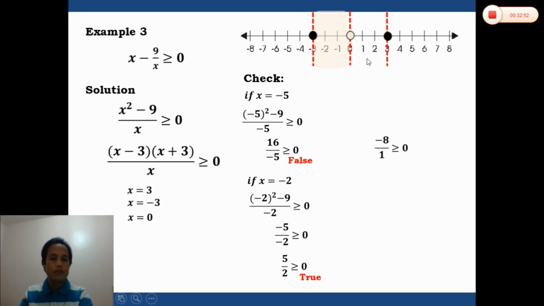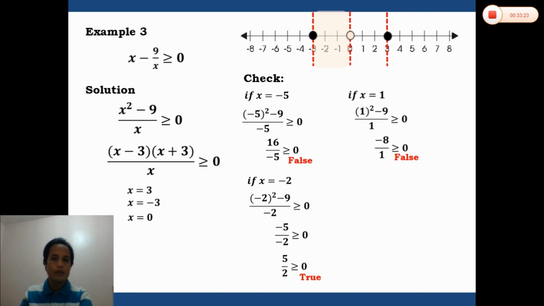For the third region, we choose another value. For example, we choose 1. So substitute in the inequality, we have 1 squared minus 9. 1 squared is positive 1, minus 9 is negative 8, we copy over 1. So negative 8 over 1 is negative 8, which is less than 0, so this is a false statement. So all values that can be found in this region will give us a false statement.